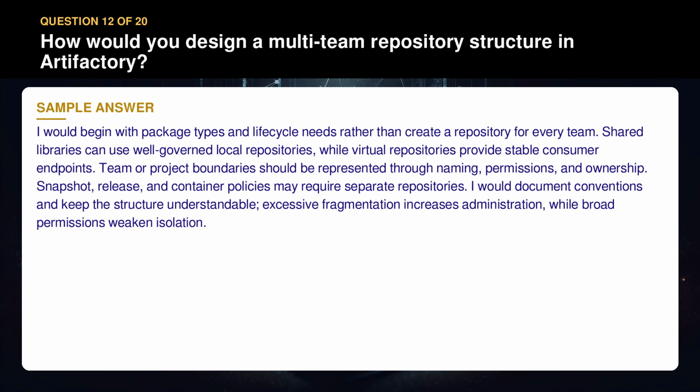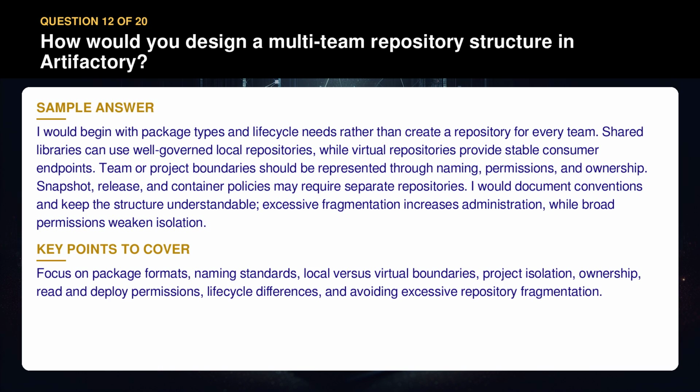Shared libraries can use well-governed local repositories, while virtual repositories provide stable consumer endpoints. Team or project boundaries should be represented through naming, permissions, and ownership. Snapshot, release, and container policies may require separate repositories. I would document conventions and keep the structure understandable. Excessive fragmentation increases administration, while broad permissions weaken isolation.